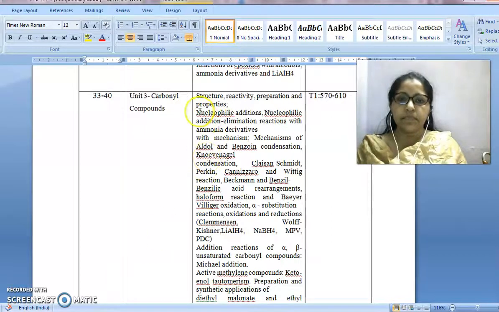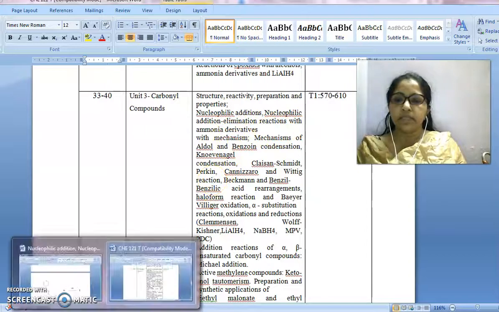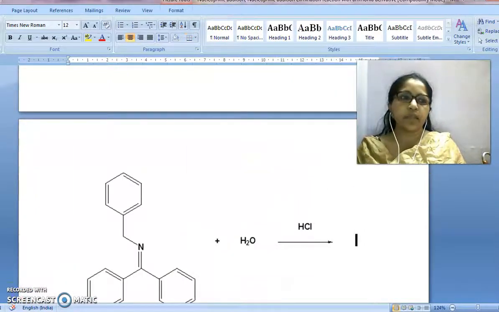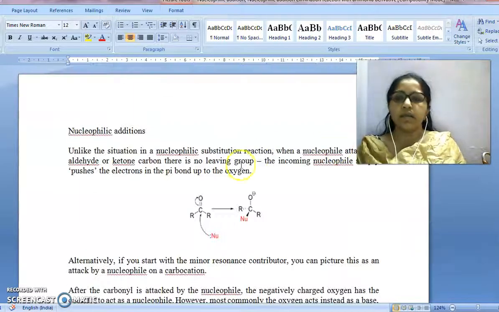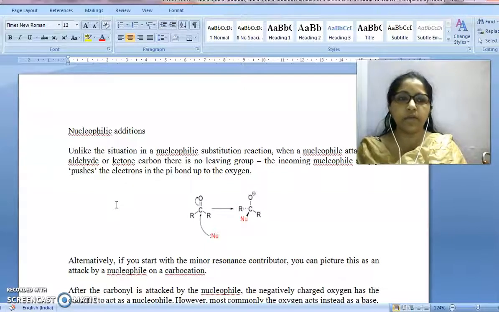So today we will be discussing the next topic on carbonyl compounds, that is nucleophilic addition as well as nucleophilic addition and elimination reaction with ammonia derivatives with mechanism. So let us see this. So nucleophilic addition, it is the addition of a nucleus liking species.